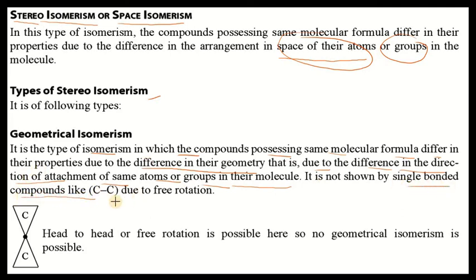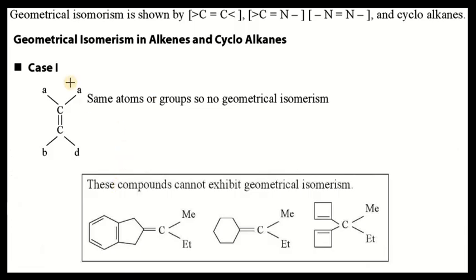The most important point here: where a carbon single bond is there, free rotation is possible. Where a double bond is there, free rotation is not possible. Here free rotation is possible, and here also free rotation is possible. So there is no possibility of geometrical isomerism in this kind of example. Next, geometrical isomerism is shown by what kind of compounds? There should be a carbon-carbon double bond, carbon-nitrogen double bond, or nitrogen-nitrogen double bond.